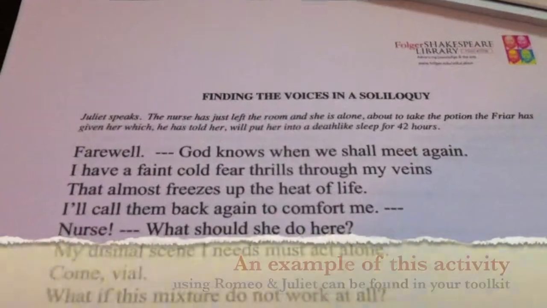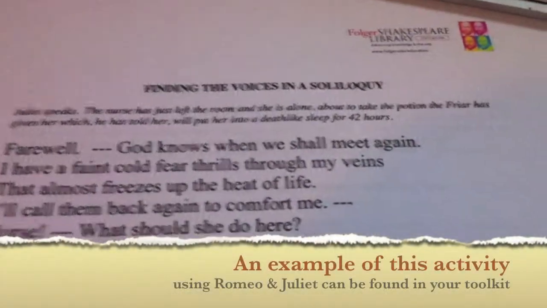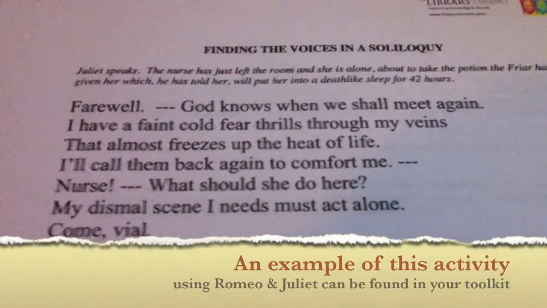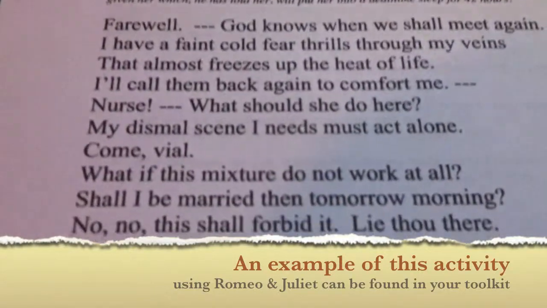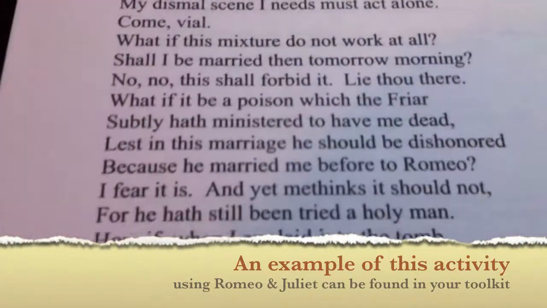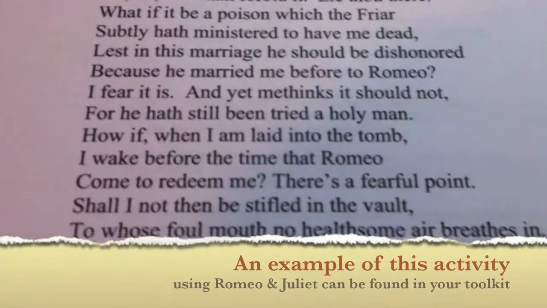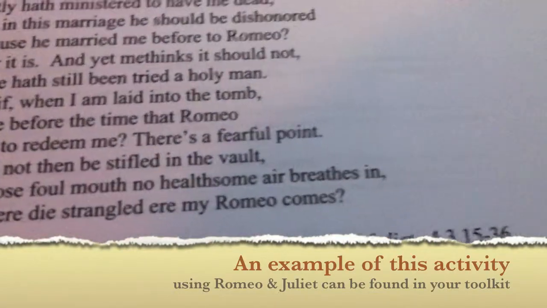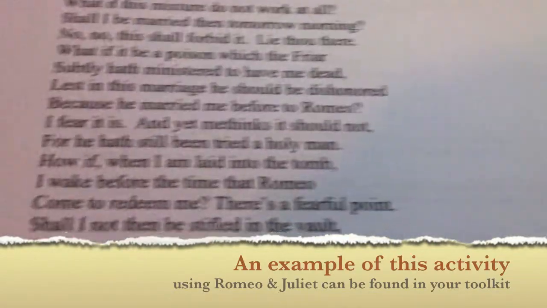This activity is called Finding the Voices in a Soliloquy, and the purpose of it is to identify the conflicting feelings and ideas that a character has in a Shakespearean soliloquy. There are 7 steps, and it's really very simple. The first step is to have your students stand in a circle in the room, and you'll distribute copies of the soliloquy to the students.